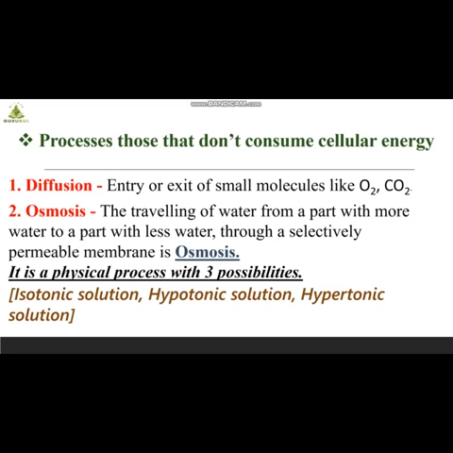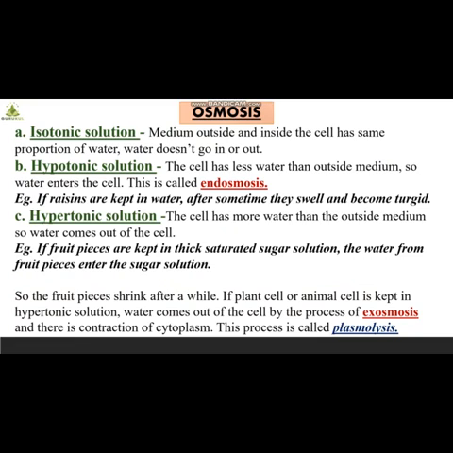Now students, osmosis is a physical process and there are three possibilities related to it. Depending upon the three possibilities, we have three types of solution: isotonic solution, hypotonic solution, and hypertonic solution. So let us see all these three types of solution in detail one by one.